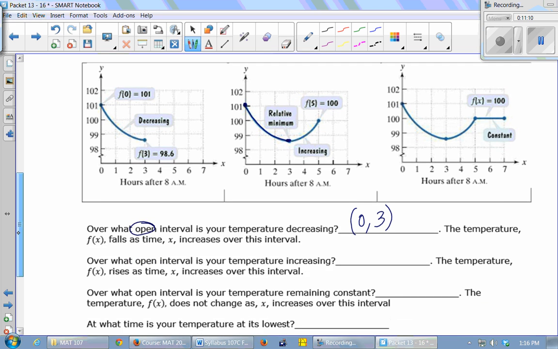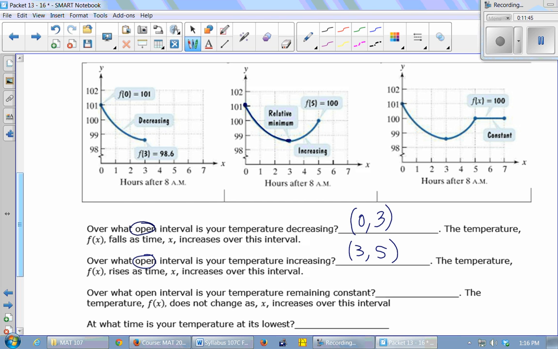All right, so now I want an open interval on which temperature is increasing. 3 to 5. And again, I'm not going to include the endpoints. They asked me for an open interval. And when we describe increasing and decreasing, you always use an open interval because the point where it changes from increasing to decreasing, we call that a relative extreme point. And it's kind of doing neither at that point, right? Neither increasing nor decreasing, so you don't include it.